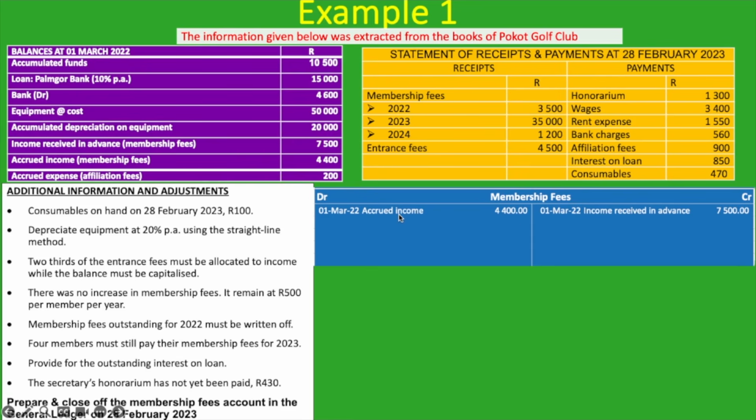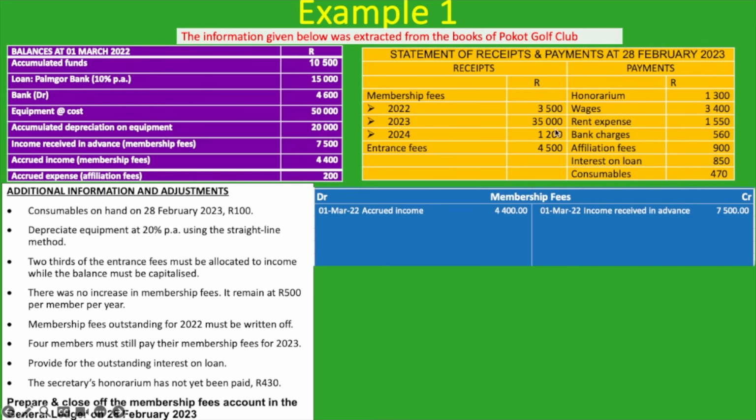They owed us at the beginning 4,400 for services we provided in 2022, or for membership fees that belong to 2022. And they're only paying us right now 3,500. So you can see they're paying us 3,500 and not the full 4,400 rand. But we're going to deal with that now. So we know that they've paid 3,500 for services we provided last year.